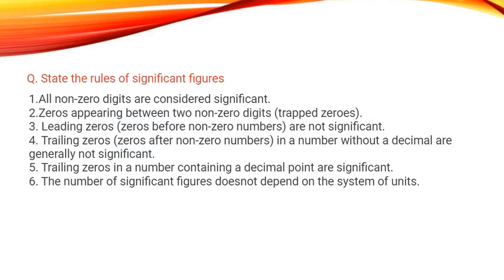So the first rule states that all non-zero digits are considered as significant figures. So consider this 123.45. So how many significant figures does it have? All of these digits are non-zero. So 1, 2, 3, 4, 5. So you have 5 significant figures.